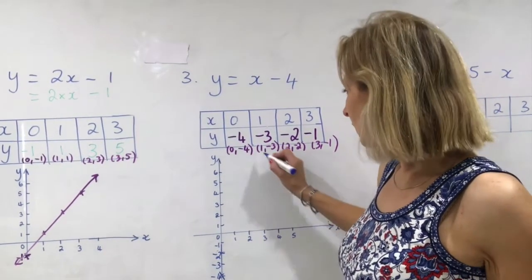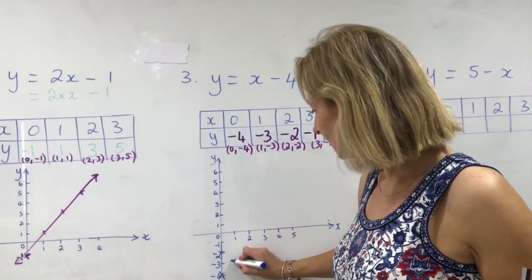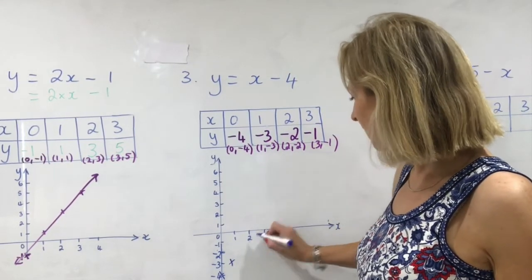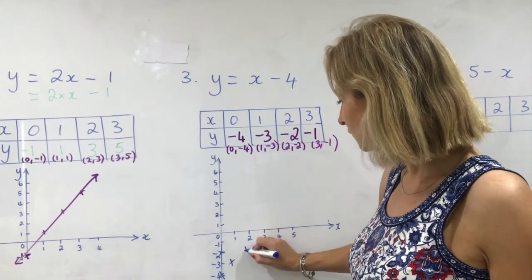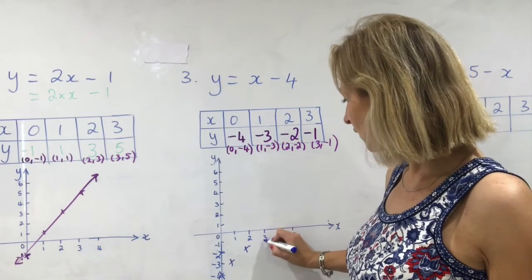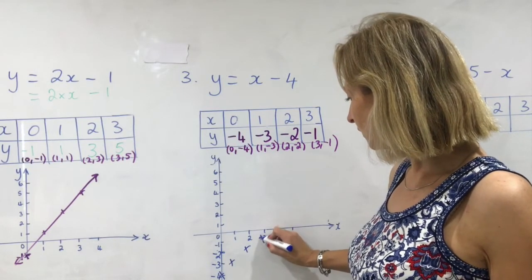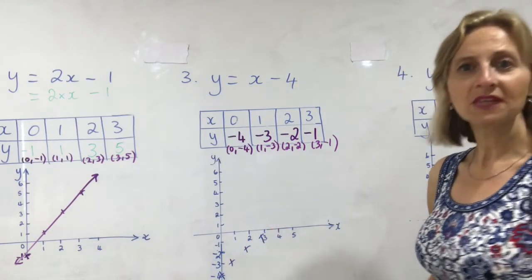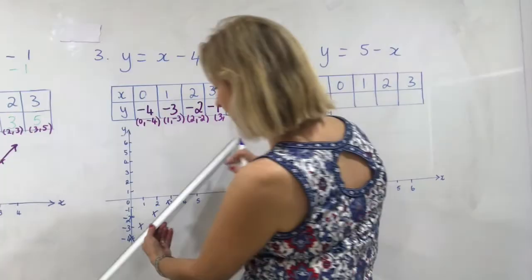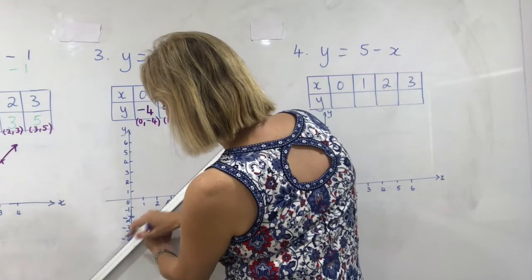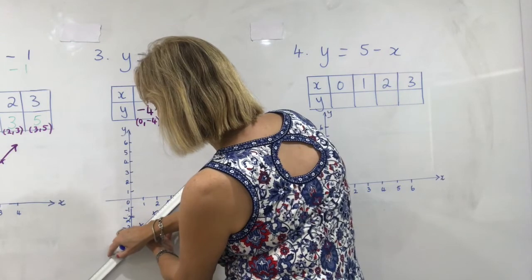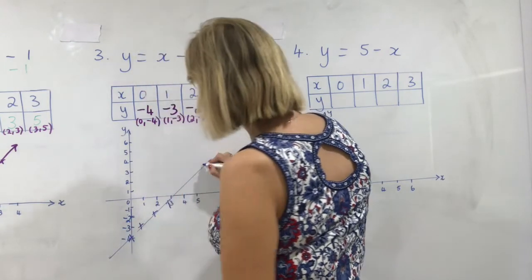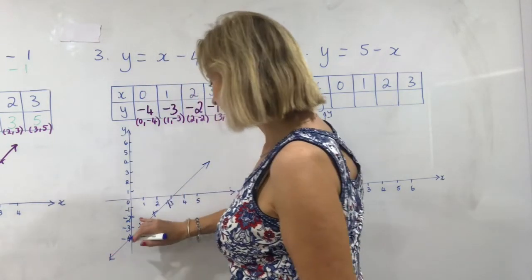1, negative 3. 2 minus 2, go across 2, down 2, and 3, negative 1 over there. Well, that was interesting. All those points are all the way down there. That's all right. We just plot them and then join them up. We're not worried about where they are. We just follow what we know. And we draw our straight line.